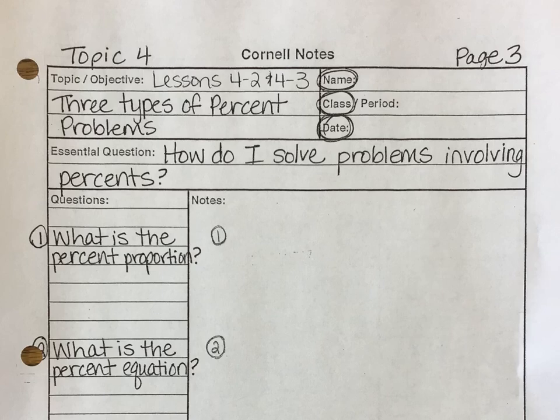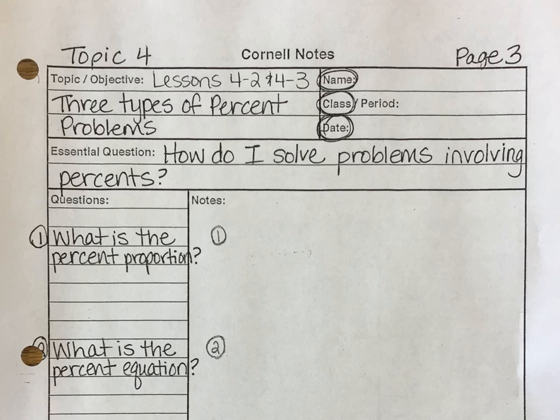Hi there, everybody. In this set of Cornell Notes, we are going to cover information from lessons 4.2 and 4.3, and we're going to talk about the three types of percent problems. Our essential question today is, how do I solve problems involving percents?